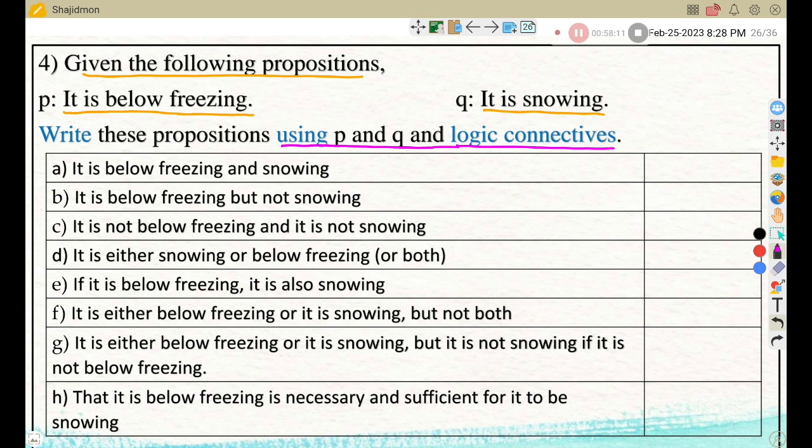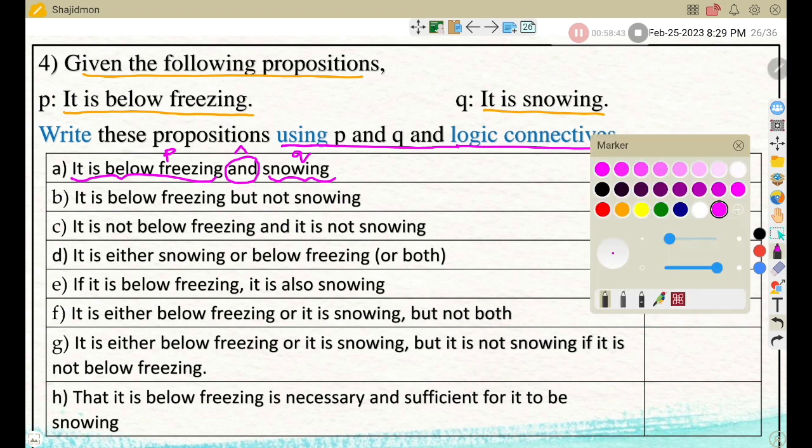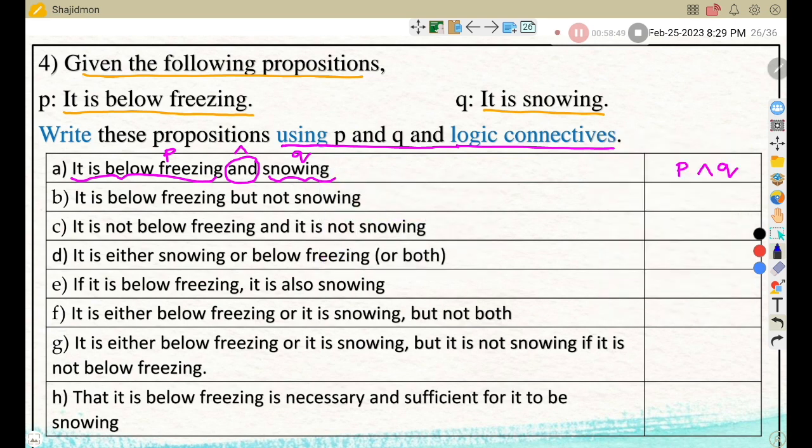First one, A part. See, it is below freezing, that is P actually. And, the and operation. And snowing. Snowing means Q, correct? So what is the proposition using P and Q and logical connectives? P and Q, correct? It is below freezing, that is P. And means the and symbol. It is snowing means the Q letter. So P and Q, that is the expression there. I hope you understood.